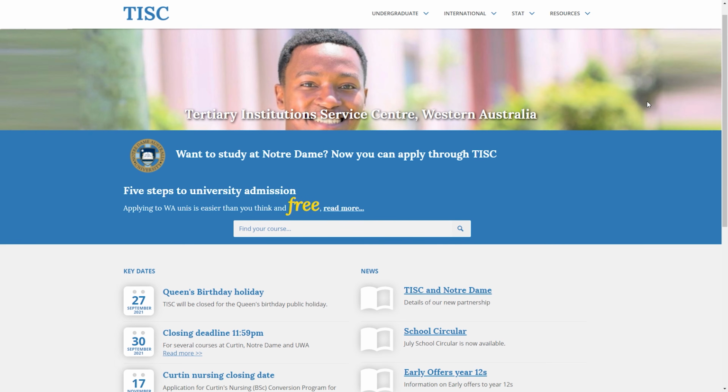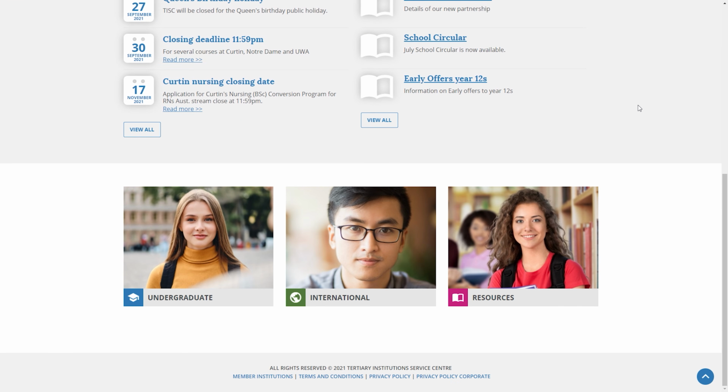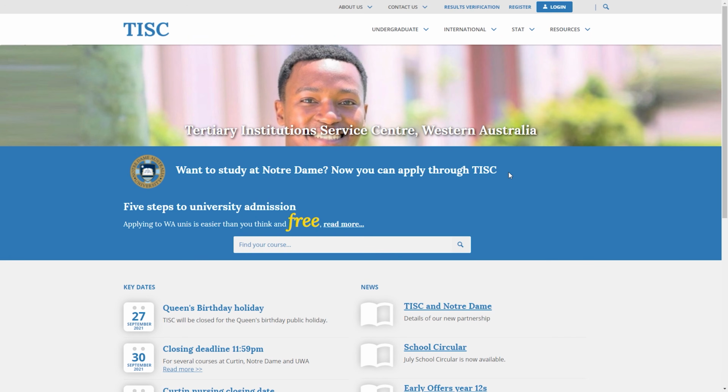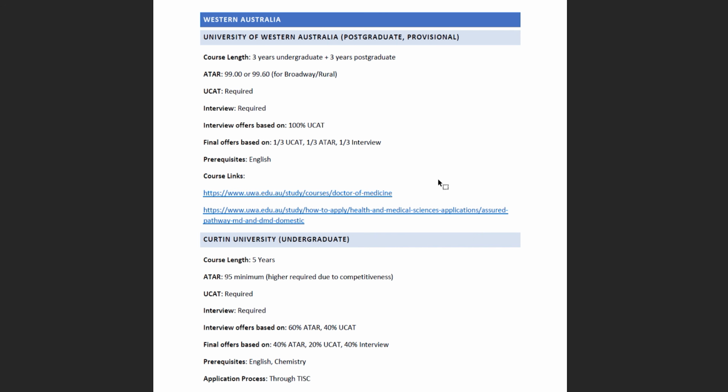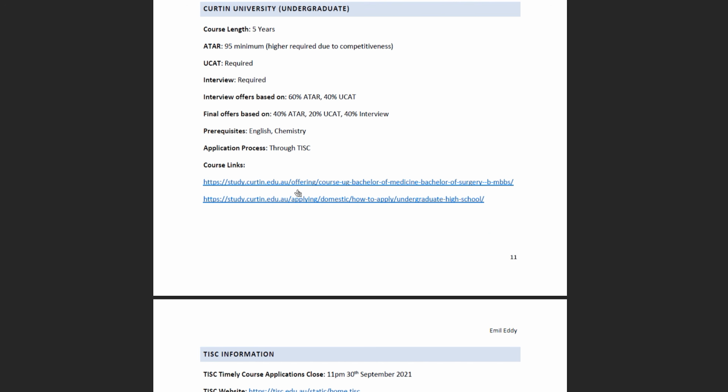TISC is the application portal for those people in Western Australia. The important thing to note about TISC is that the timely application close time is 11 PM on the 30th of September 2021. So this again is different to that in New South Wales and in Victoria, so do be careful about that. As always, you guessed it, the links to these universities and to the TISC website will be in the guide that I include at the end of the video.